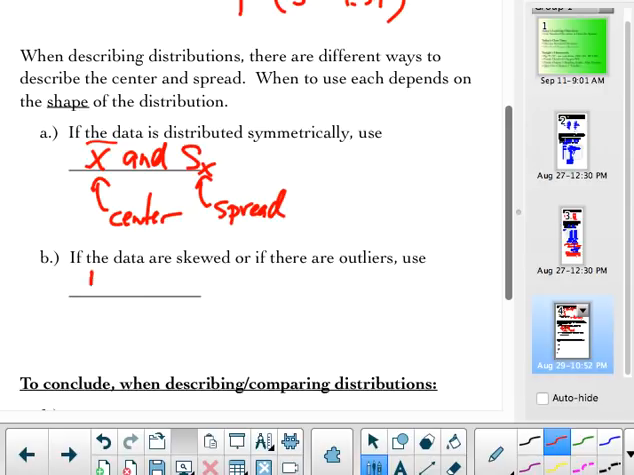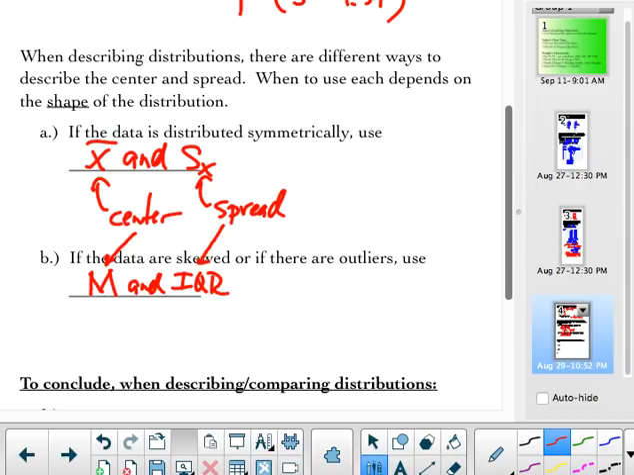And so what we would use there is the median to describe the center, and we would use the interquartile range to describe the spread. The IQR quantifies the variability that we actually have in that middle 50% of the data. That's really important to make sure that we're doing.